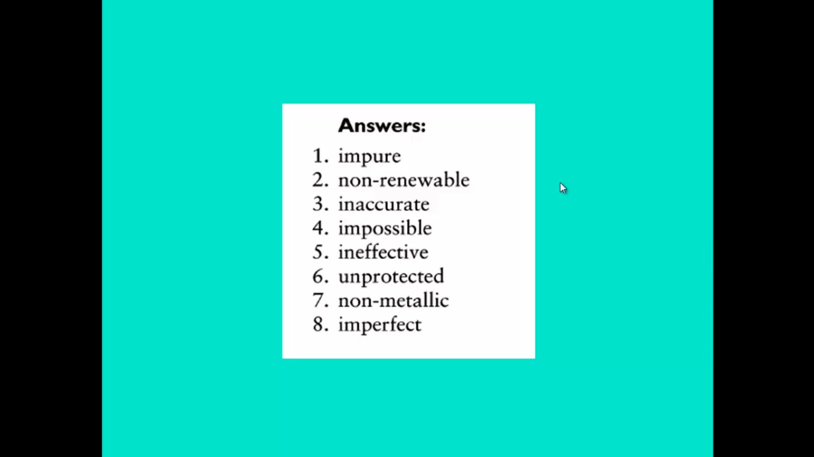Number 6. Mona suffered bad burns because her hands were unprotected when carrying out the experiment. Number 7. Carbon, nitrogen, and oxygen are all examples of non-metallic elements. And finally, number 8. Yellow or brown diamonds are considered to be imperfect and less valuable than white diamonds. After doing practice B, my very valuable students, we can conclude this lesson.